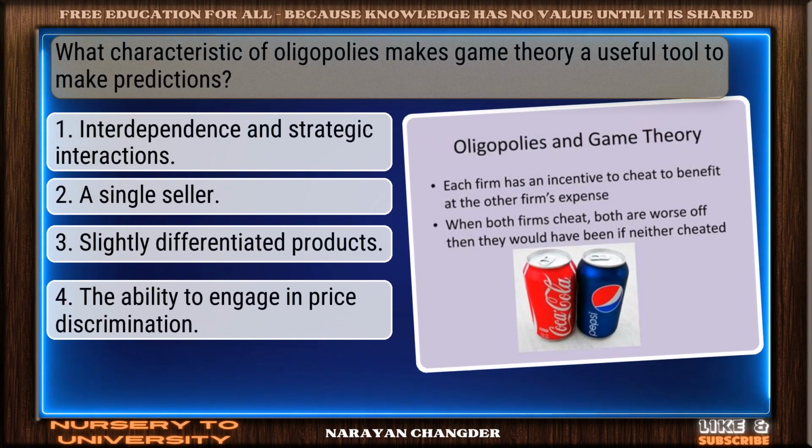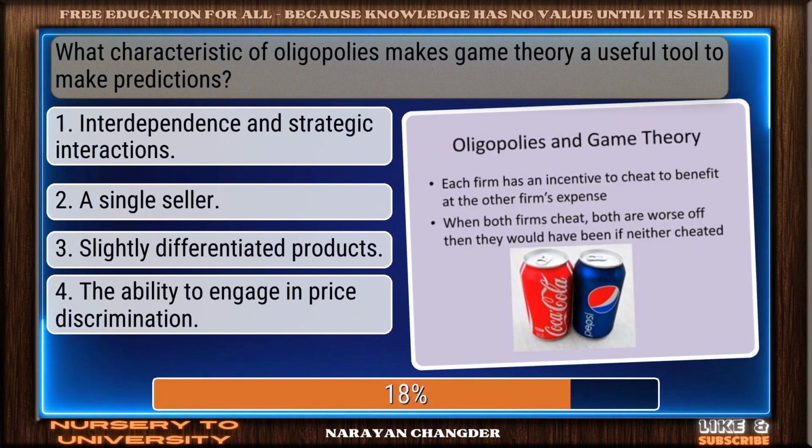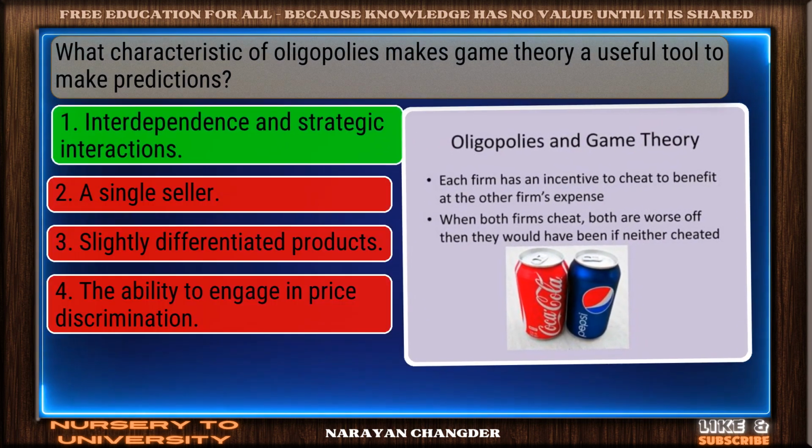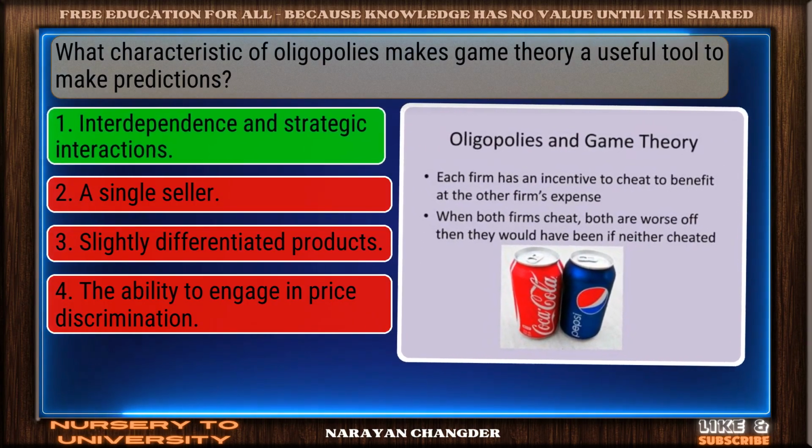What characteristic of oligopolies makes game theory a useful tool to make predictions? You got it. Your choice, interdependence and strategic interactions, is right.